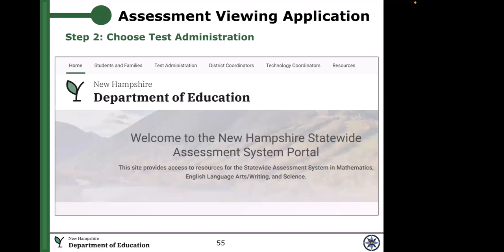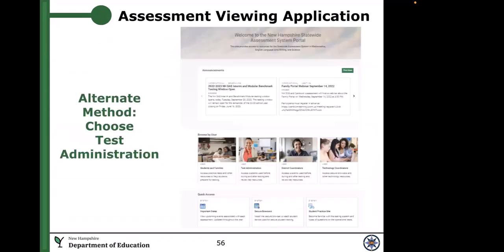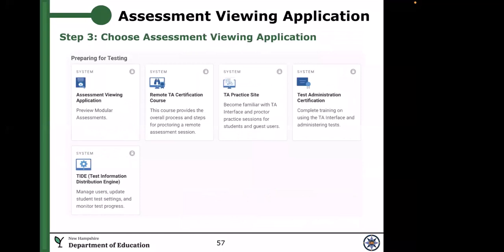On this page, you are going to choose test administration. I use the test administration link up at the top. There is also another little area on this page with a picture where you can go into test administration, so there are a couple of different ways to get into the test administration page. It will come up with a whole bunch of boxes. This preparing for test box up at the top is where the assessment viewing application is, right here on the left-hand side.